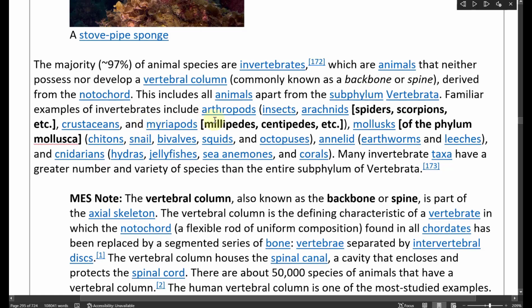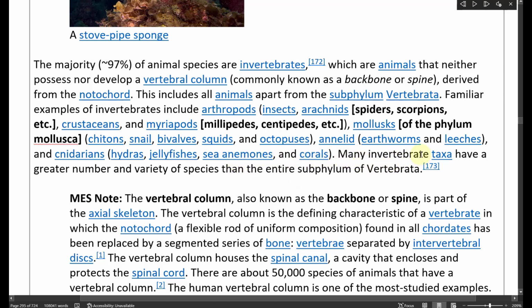Familiar examples of invertebrates include arthropods, which are insects, arachnids such as spiders and scorpions, crustaceans, and myriapods such as millipedes and centipedes, and mollusks of the phylum Mollusca, which involves chitons, snails, bivalves, squids, octopus, etc. And you also have the annelids, earthworms and leeches, and the cnidarians, which doesn't pronounce the C. I Googled it, it still doesn't have it. Cnidarians are hydras, jellyfishes, sea anemones, and corals.